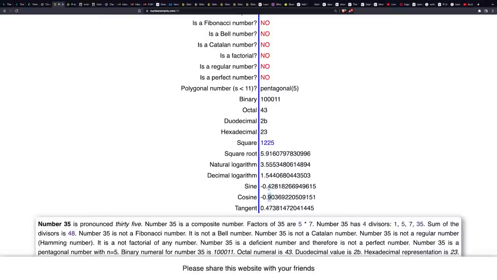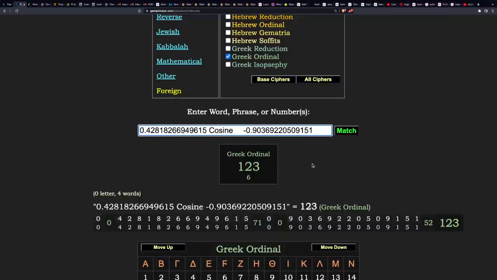49, just using the first two digits of each. Then you can do the 42, which is life, the universe, everything, and the 90, which is going to give you thorium, molybdenum and thorium. But if we do the sine and cosine waves of the number 35, this one's really interesting. We get the number 123. Now, you can take the full amount.